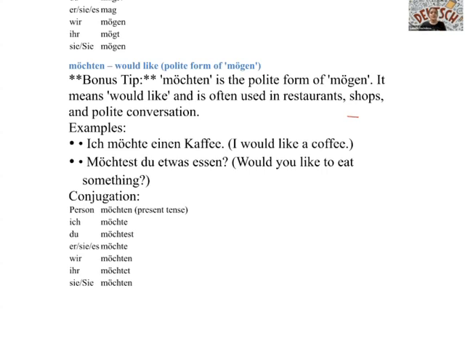Second thing is, please do remember modal verbs always come at the second position in the conjugated form, and the other verb goes at the end of the sentence in the infinitive form, in the full form. So in order to put the verb in the conjugated form, हमारे लिए बहुत बहुत बहुत important है that we know the conjugation for each and every verb properly. Also, it is important to understand the meaning, when to use which verb.